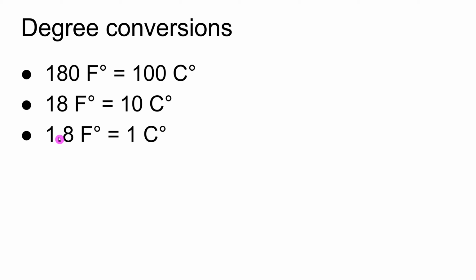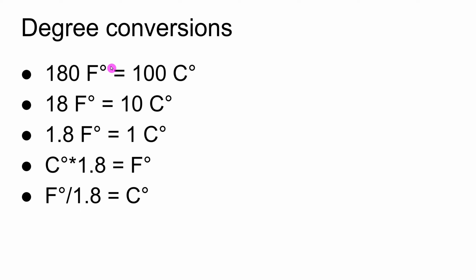So there's the degree conversion. 1 Celsius degree equals 1.8 Fahrenheit degrees. You just multiply or divide by 1.8, depending on which way you're going. Celsius degrees times 1.8 equals Fahrenheit degrees, right? 100 Celsius degrees times 1.8 is 180 Fahrenheit degrees.